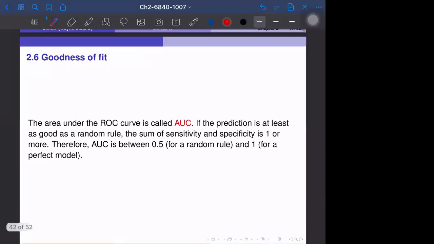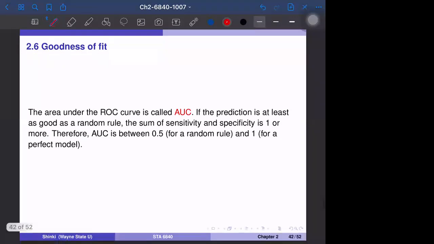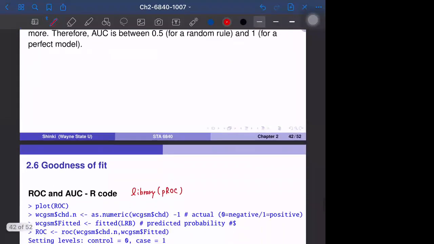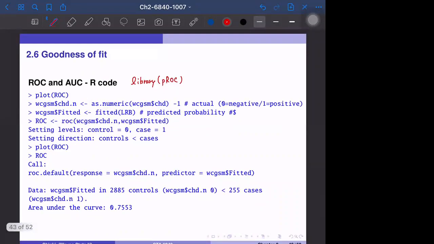So AUC is at least 0.5 for reasonable models, and at most 1. If AUC is 0.9 or 0.95, that is a very good rule, good prediction. And if AUC is 0.55, that is probably not a very good rule. So that is ROC and AUC. And you can use the pROC library to make the ROC curve and calculate AUC.